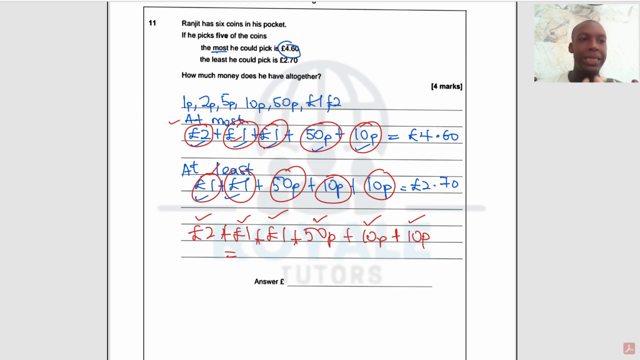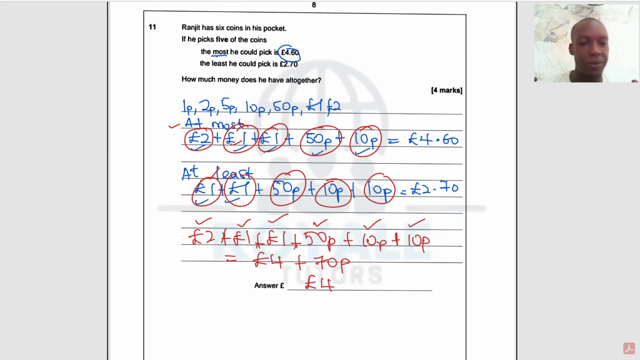So we need to add these together. Let's add them together. 2 plus 1 plus 1, that's 4. That's £4 already, plus 50 pence plus 10 pence plus another 10 pence, that's 70 pence. So by the time I add them together, the answer is going to be £4.70. Yeah, I believe that is actually very clear. So that's the amount of money that he's going to have altogether in his pocket.